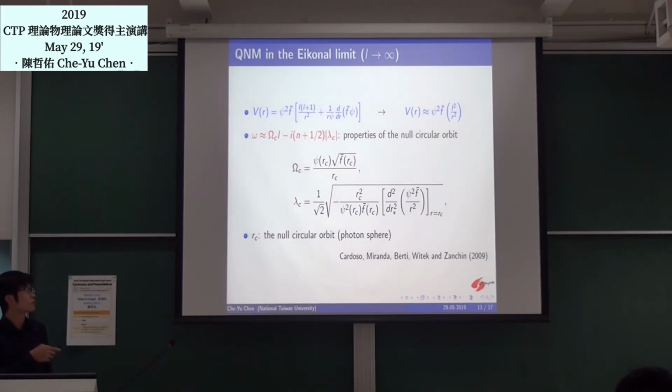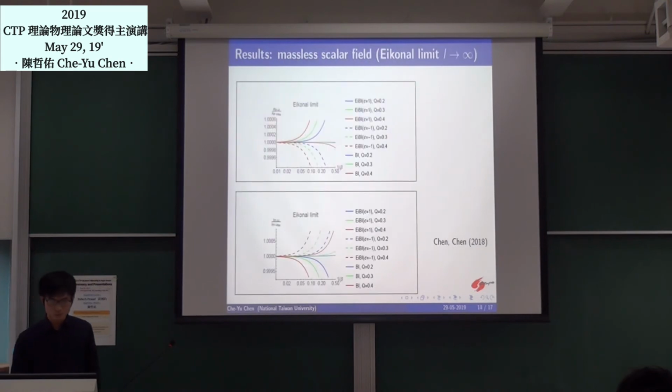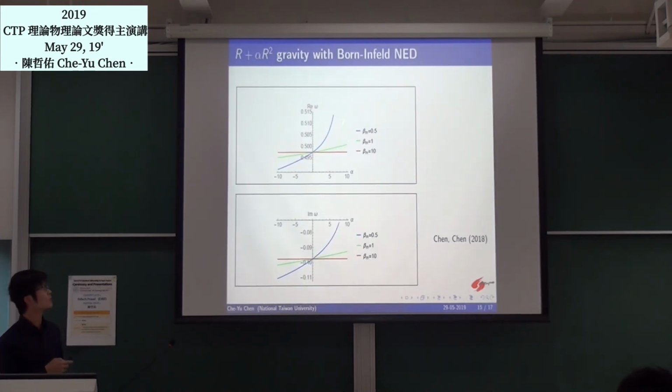So the real part corresponds to the rotation period frequency, and lambda, the imaginary part, corresponds to the Lyapunov exponent, which quantifies the instability of the photon sphere of the black hole. So this is the behavior in the eikonal limit. You can see the tendency is still the same. And here we also choose another kind of example. We consider R plus alpha R squared, and we can see that when we turn off the value of the scalar field correction, the solution reduces to the Reissner-Nordstrom black hole. It has good agreement with the GR counterpart.